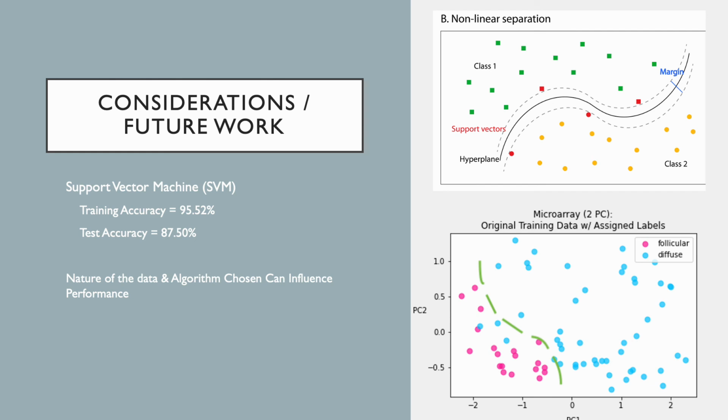So with SVM, I was able to get a much improved 95% training accuracy, and test accuracy improved from 50% to 87.5%. So this confirms that the nature of the data and the algorithm chosen can influence your performance.